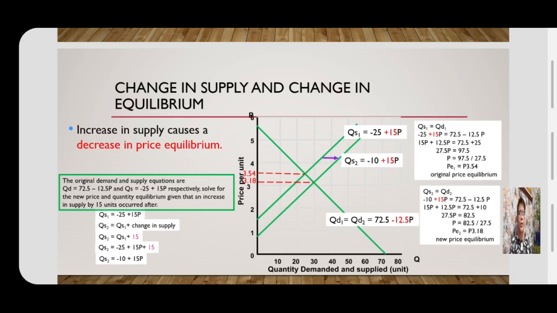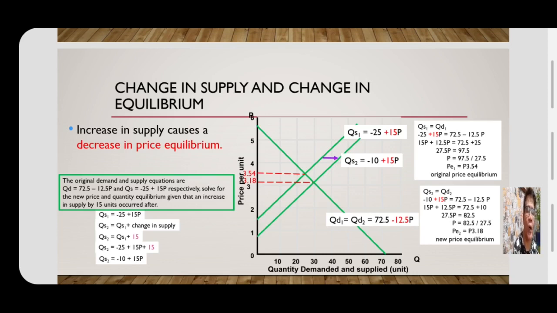So our task now is to solve for the original price equilibrium and new price equilibrium first. The original price equilibrium can be solved by equating the original quantity supply equation and quantity demand equation. So negative 25 plus 15P is equal to 72.5 minus 12.5P. And solving for P, we can now have this value of 3.54 as our original price equilibrium.